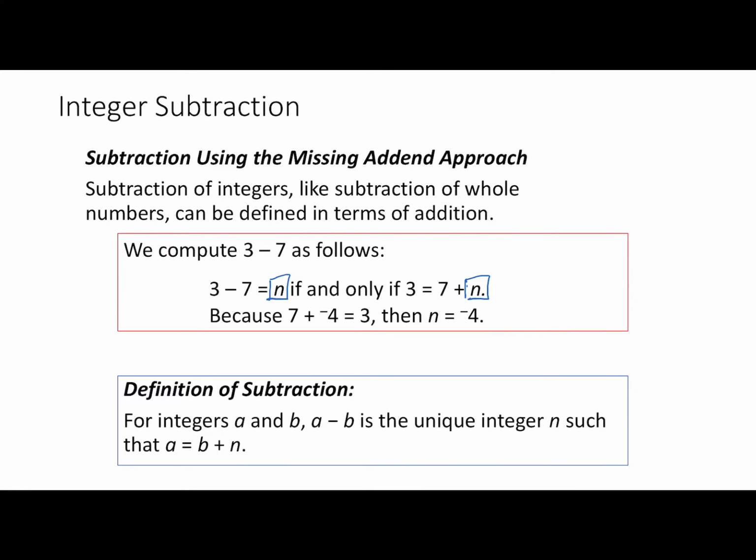So here's the official definition of subtraction. If I have integers a and b, a minus b is the unique integer n such that a equals b plus n.